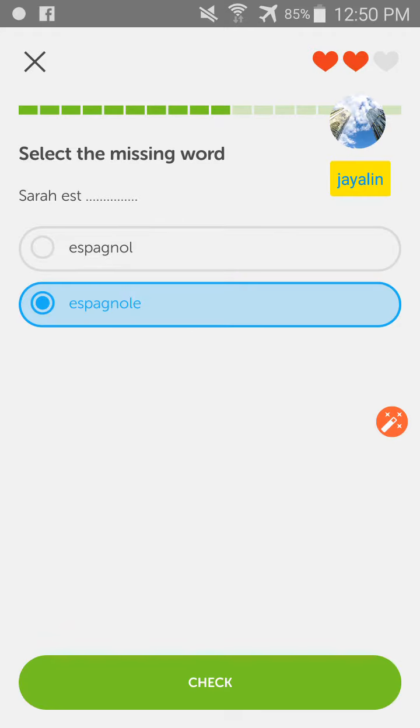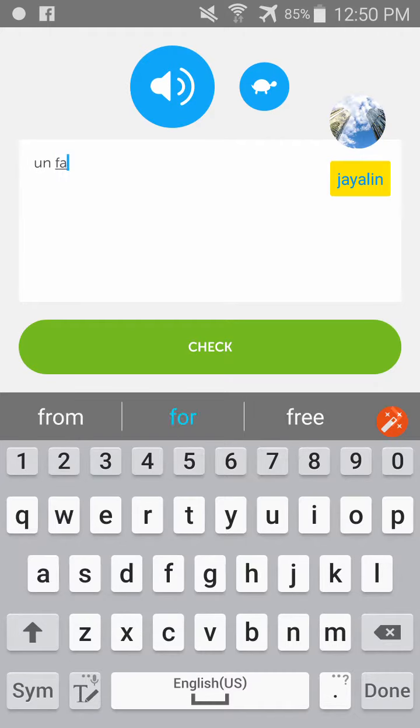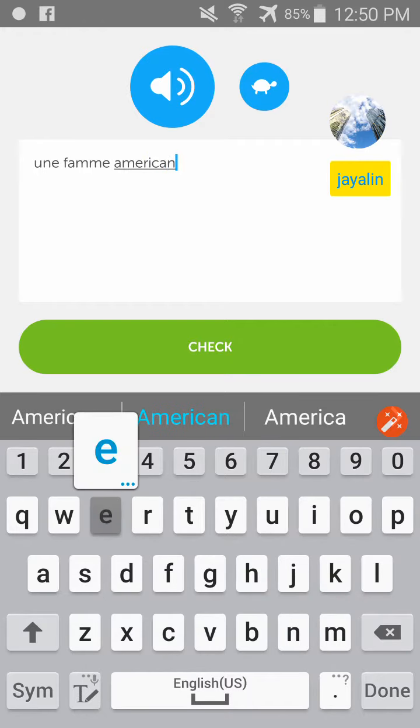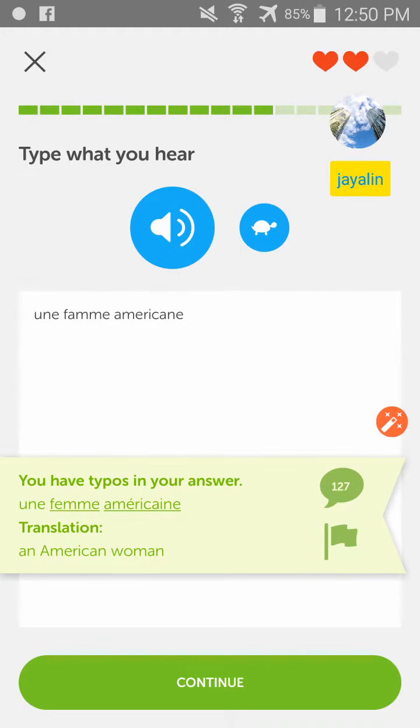Sarah est espagnole. The one that ends with E because it's a feminine. Sarah is feminine. Une femme américaine. We're gonna put E at the end because it's a feminine. Let's see. Oh, look at the typos that I did, but Duolingo still accepts it. So une femme, it starts with E after F. Américaine, and there's an I over there as well before the N.